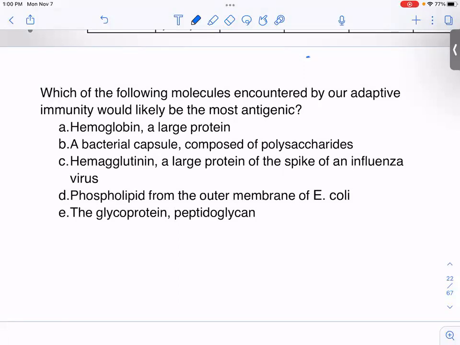Let's start out with a couple of review questions from last time. So hopefully you were kind of staring at this before we got started here. Which of the following molecules encountered by our adaptive immunity, by which I mostly mean B cells and T cells, would likely be the most antigenic? Okay, so by that, I mean, which of these molecules is most likely to be noticed by our B and T cells? All right, it's kind of a tricky question. That's why I thought it would be a good one for class.